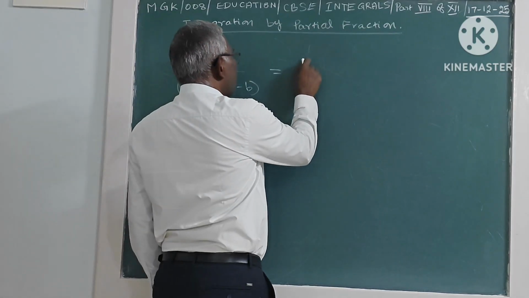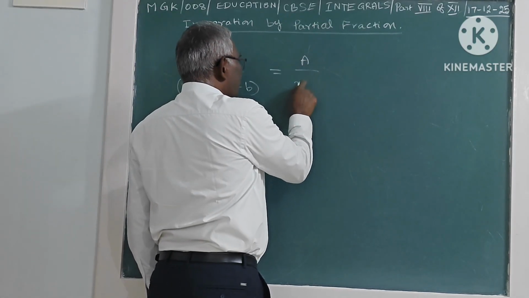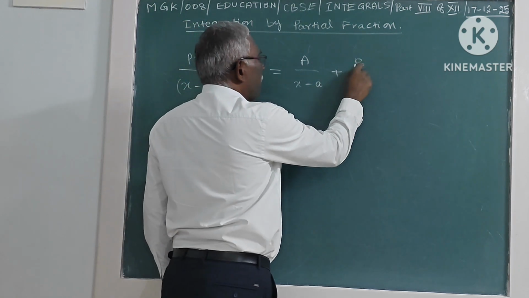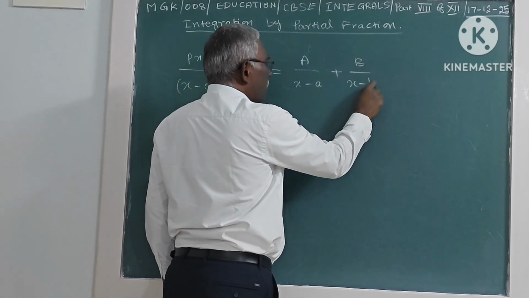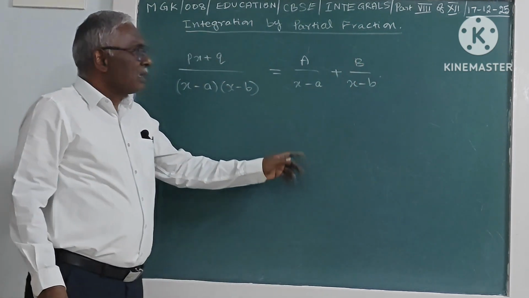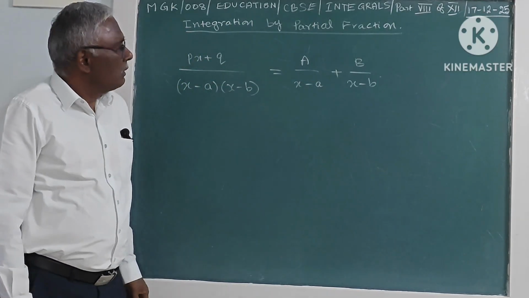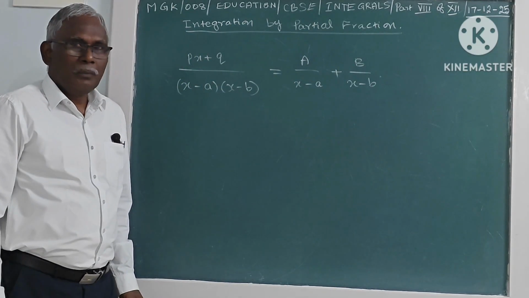So we can write this as A by x minus a plus B by x minus b, where A and B are arbitrary constants which we have to find.